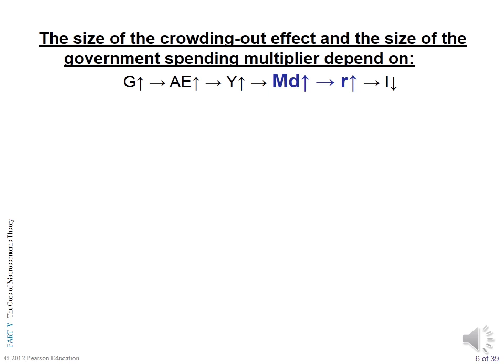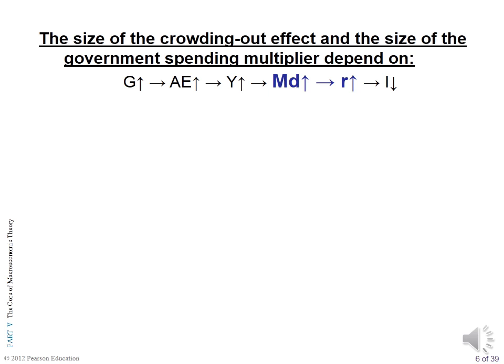طيب let's talk a little bit about the size of the crowding out effect and the size of the government spending multiplier. Actually, this point talks about when the crowding out effect will be big or small. خلاص؟ Which factors will affect the size of the crowding out effect. طيب look at the crowding out effect كده. Look at the channels, different channels.